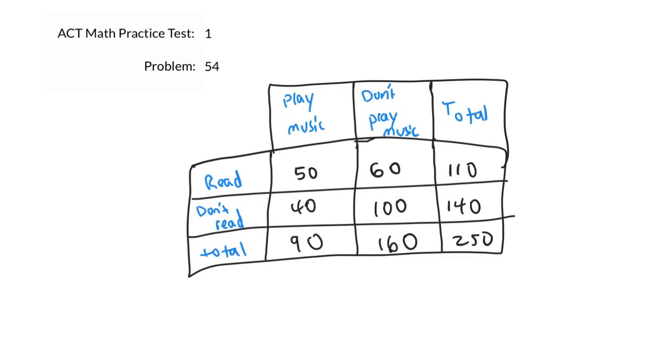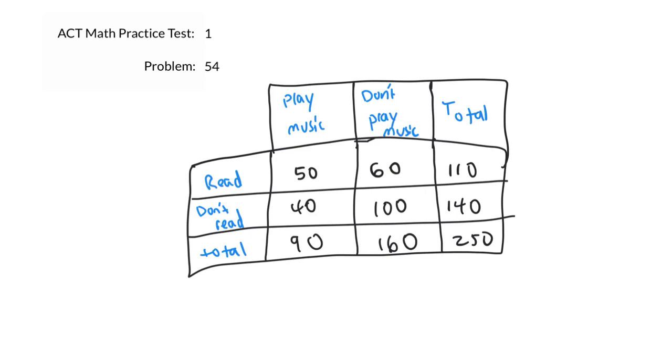Problem number 54 asks, according to the results, what's the probability that a randomly selected person who was surveyed likes to read, given that the person plays a musical instrument? Okay, so anytime they use that phrase, "given that," that means you want to focus on only one part of the table. All right, so I'm going to say that again. Anytime they say the phrase "given that," that means you want to focus on only a particular part of the table.